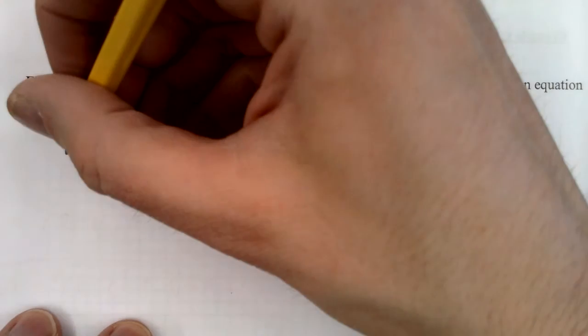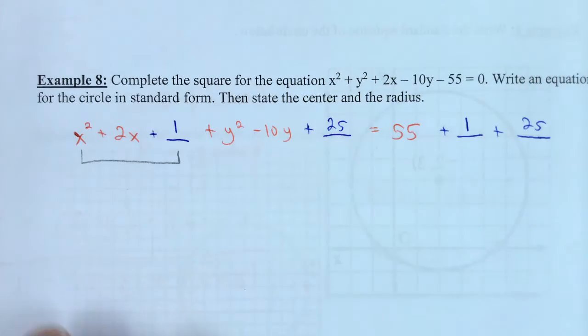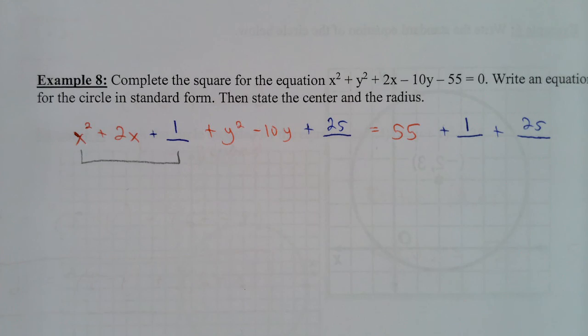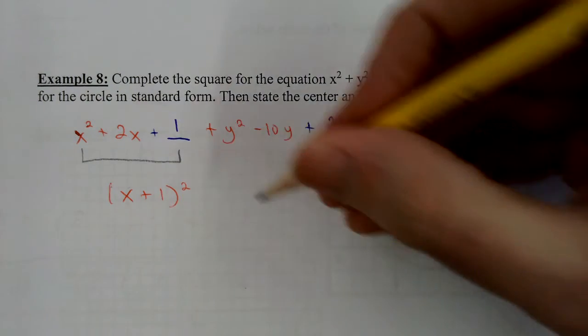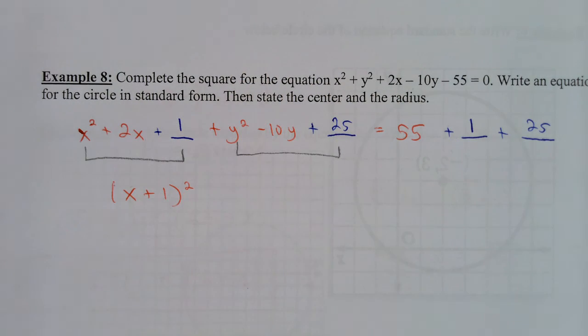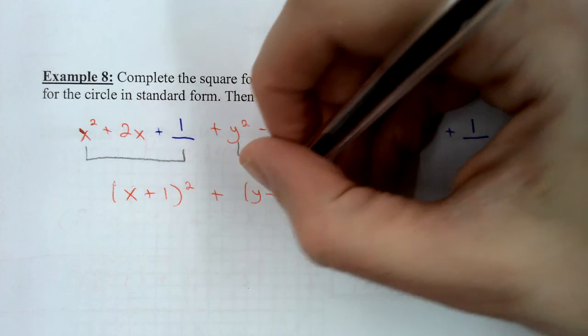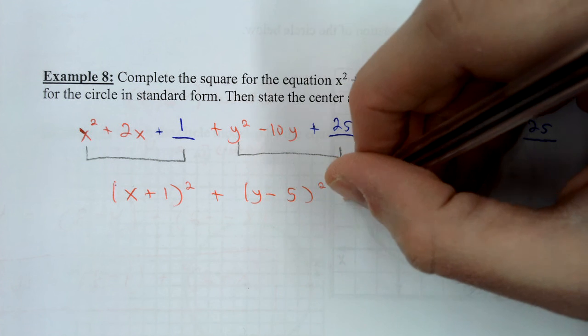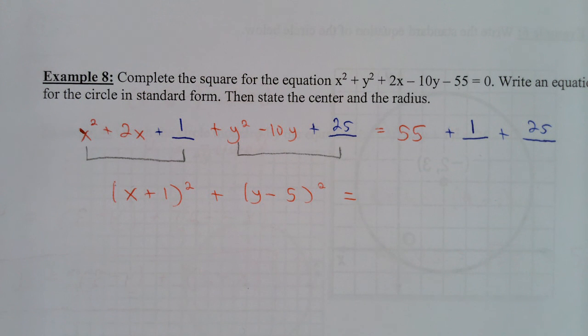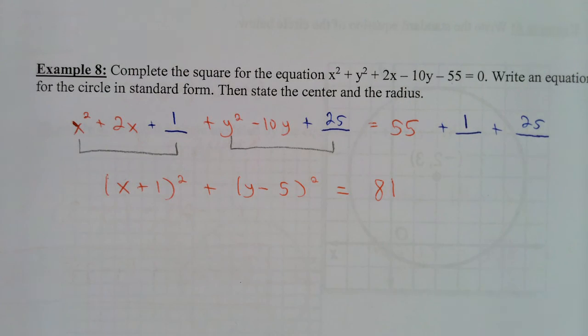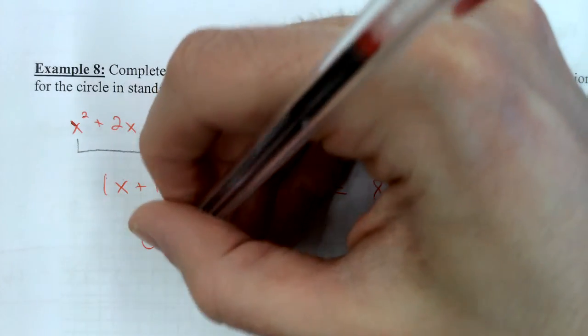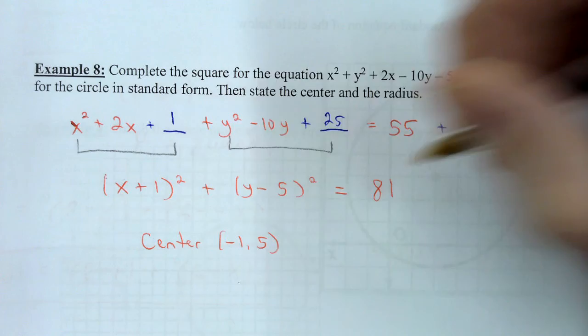Let's factor these three terms. The x plus 1 squared. Let's factor these three terms. Y minus 5 squared. Equals, on the right, 55 plus 25 is 80, plus 1 is 81. So it means we have a center of negative 1, 5, and the radius equals 9.